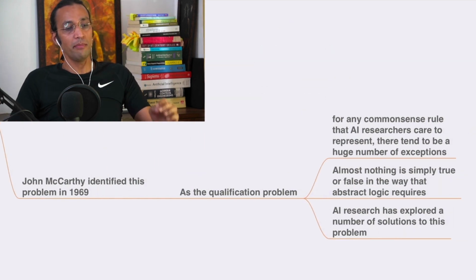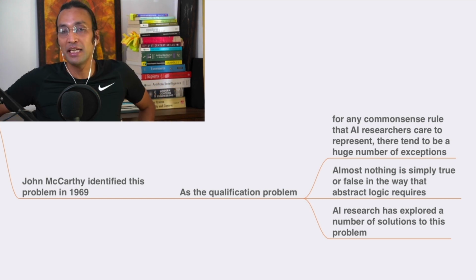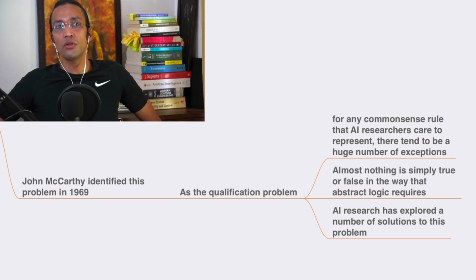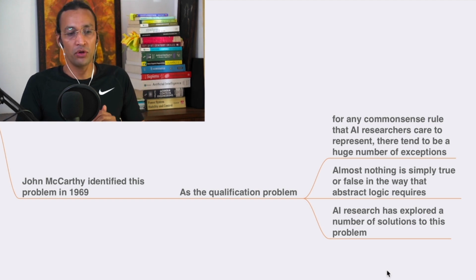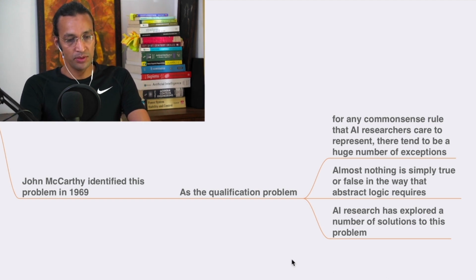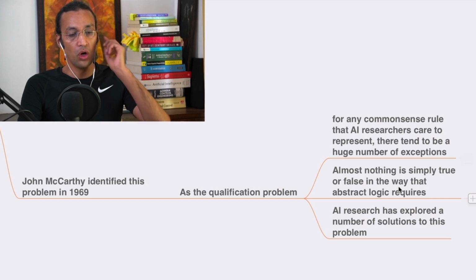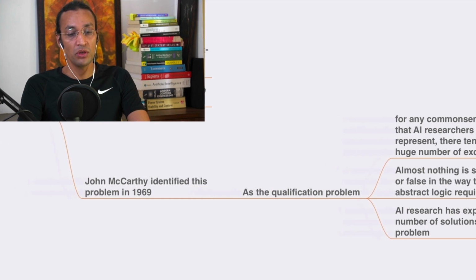So John McCarthy identified this problem in 1969. Usually scientists observe these problems by observing life, then they make these algorithms and programs. As the qualification problem states, for any common sense rule that AI researchers care to represent, there tend to be a huge number of exceptions. Almost nothing is simply true or false in the way that abstract logic requires. So AI researchers have explored a number of solutions to the problem.